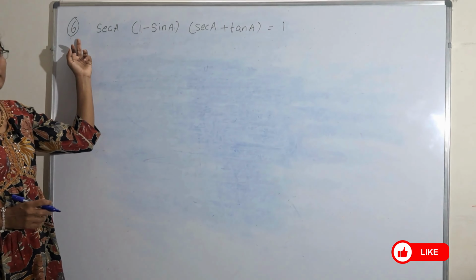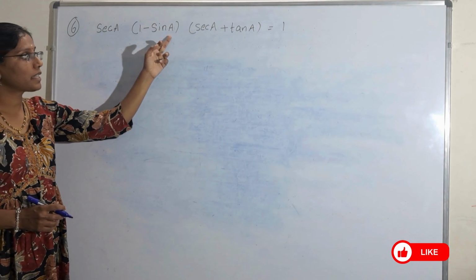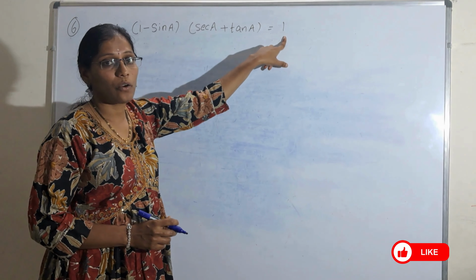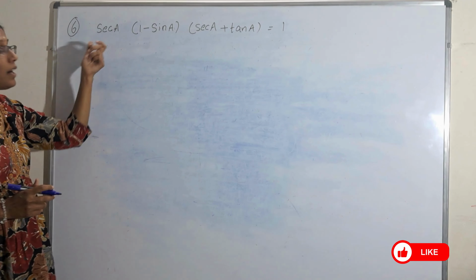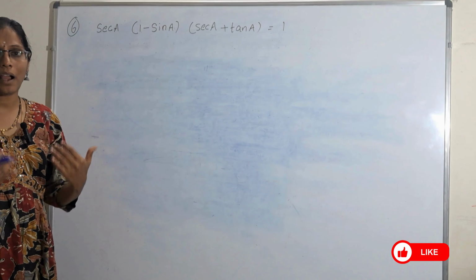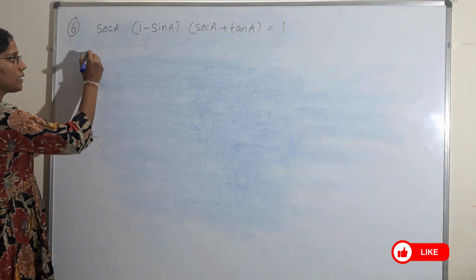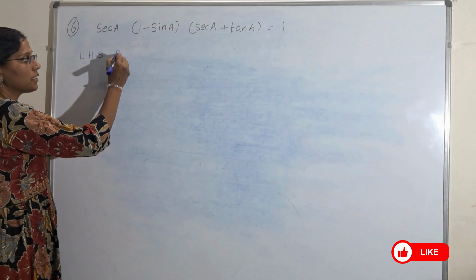Next problem is the sixth one. Secant A (1 minus sin A)(secant A plus tan A) equals 1. So RHS we have to prove 1. LHS, whatever possibilities we have, all that we have to write. Secant A, how to write in terms of LHS? First we should consider LHS.